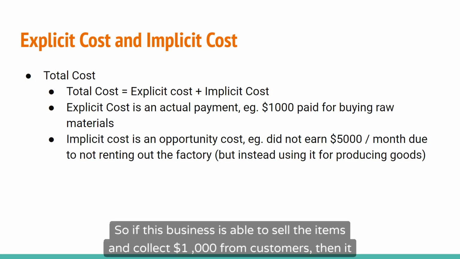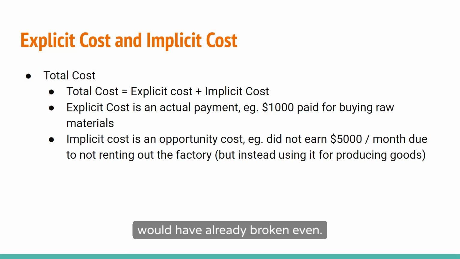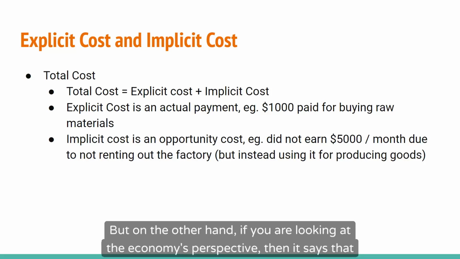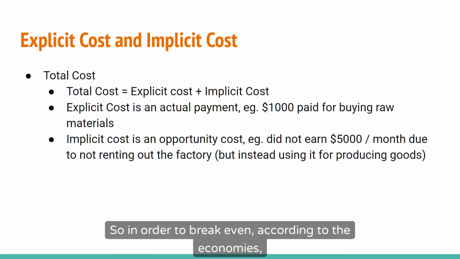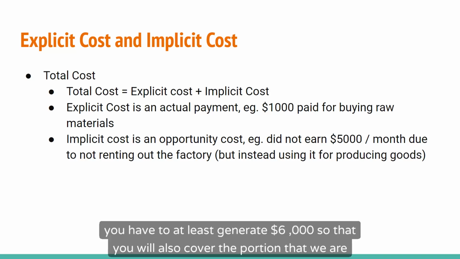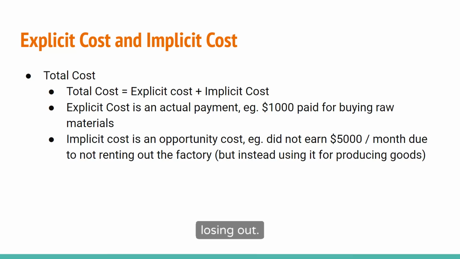So if this business is able to sell the items and collect $1,000 from customers, then it would have already broken even, right? So it's already at break even level. But on the other hand, if you are looking at the economist's perspective, then it says that $1,000 alone is not enough because we pay $1,000 and we are giving up $5,000. So in order to break even, according to the economist, you have to at least generate $6,000 so that it will also cover the portion that we are losing out, right?